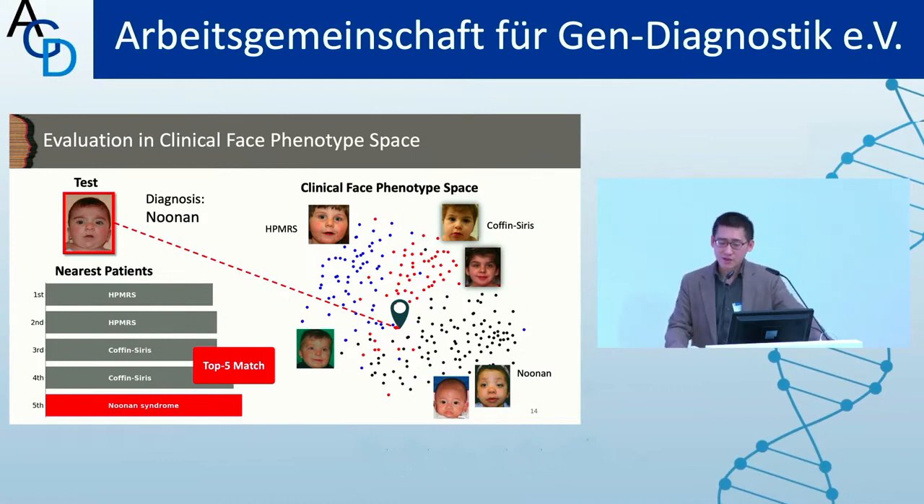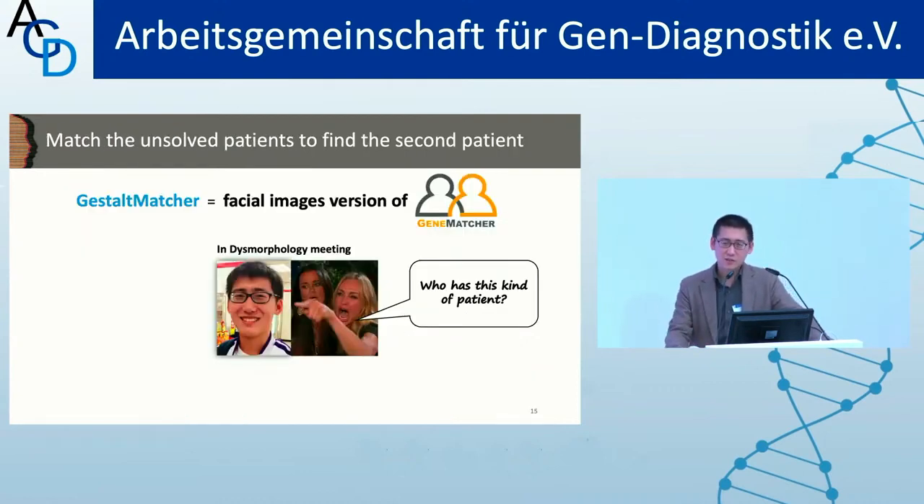So we can provide a list of patients, and you can try to find whether any of them is similar to the patient you want to analyze. Because we can provide a list of patients, you can also think of Gestalt measure as a facial image version of GeneMatcher. So you can upload your photos, then try to find similar patients.